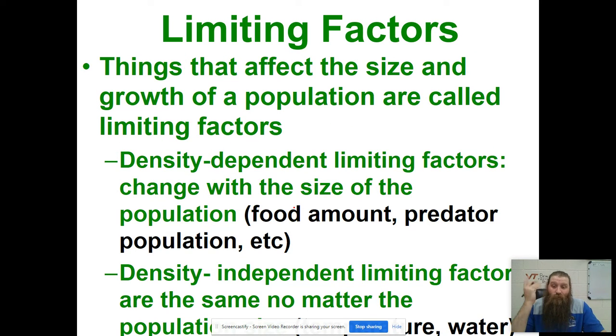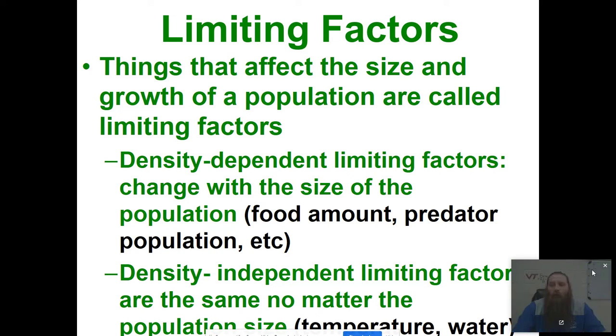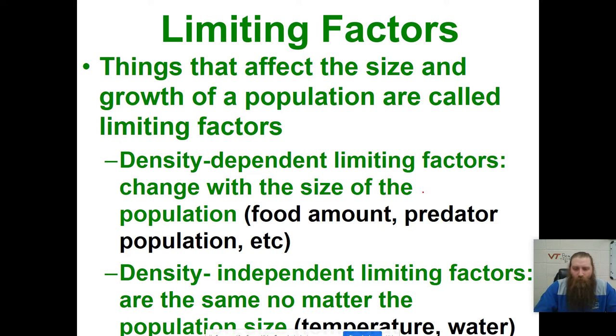Now, there are factors that can limit how big a population gets, and we call those limiting factors. So these are concepts or ideas or facts that limit the size and growth of a population. There's two basic breakdowns of those factors. We have density dependent limiting factors, which are going to change with the size of the population. So the greater the density of the population, the more those factors come into play. And then there are things called density independent limiting factors. And these are the same no matter what. It doesn't matter how big the population gets.